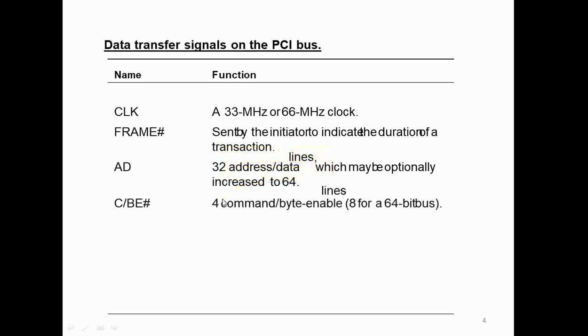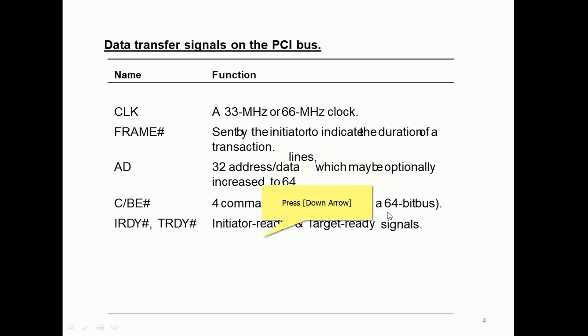So from the address we can understand. Then there is control, and this is byte enabling. There are 4 command byte enables, 8 for a 64-bit bus. So we have IRDY, that is the initiator ready signal, and TRDY, that is the target ready signal. Initiator ready and target ready signals. In other words, in the previous discussion we called them master ready and slave ready. Master ready is IRDY and slave ready is TRDY, right? So those control signals will be transferred.